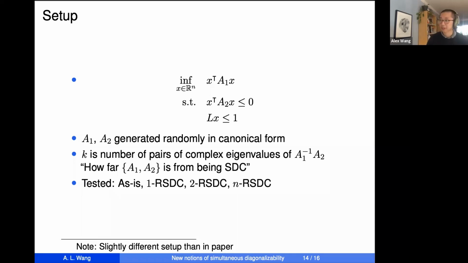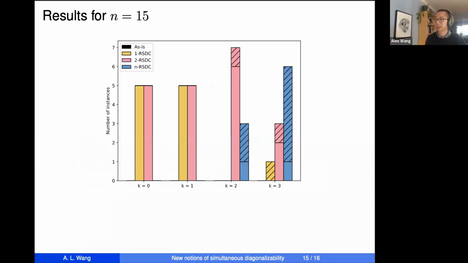Cool. So here are the numerical results for n equals 15. What does this chart tell us? We generated 10 random instances at each of k equals 0, 1, 2, and 3. For each instance, we fed that instance into each of the 4 algorithms with a timeout of 10 minutes. If at 10 minutes an algorithm hasn't already found an optimal solution, it will return just some objective value. For each of those instances, we award a point to the algorithm that returns optimality fastest.